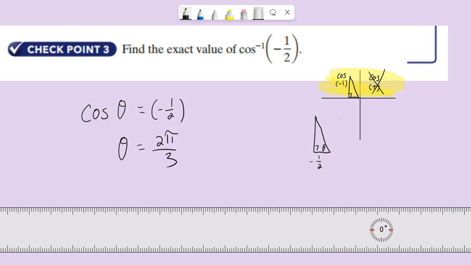Once again, you could do this with a unit circle, if you have a unit circle with you. But I like students to be able to go through this process too, just in case you're in a situation where you don't have a unit circle handy. It's nice to fall back on your trig knowledge.